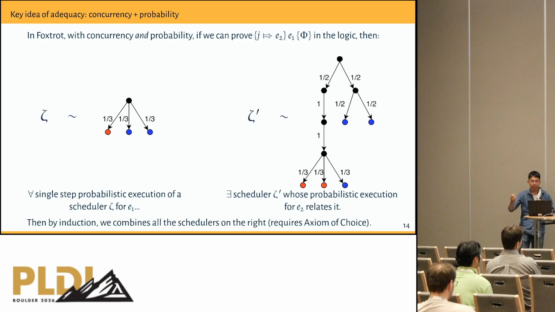At the end, we will take induction on the number of steps for the scheduler on the left, which will give you a number of schedulers for the right, which you can then piece together to construct one master scheduler to show that for every scheduler on the left, there is another scheduler on the right such that it witnesses a refinement. And this concludes the proof. What is interesting is that to piece together these schedulers, we actually have to use the axiom of choice, which is both interesting and gross at the same time, depending who you ask.